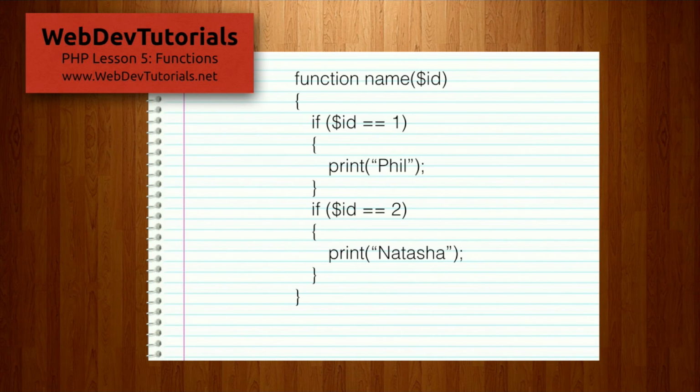If the ID is 1, print Phil. If the ID is 2, print Natasha. When you want to call the function, simply put the ID in the function call like this.